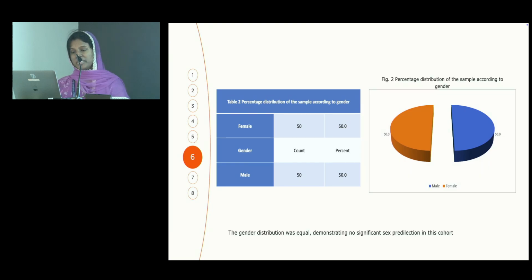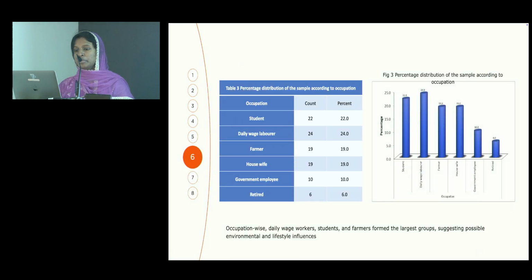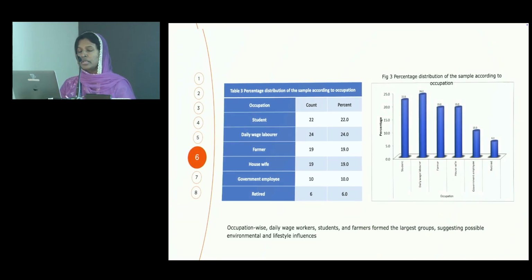This is a table of percentage distribution of the sample according to gender. The gender distribution was equal, demonstrating no significant sex predilection in this cohort. This is the percentage distribution of the sample according to occupation. Occupation-wise, daily wage workers, students, and farmers form the largest group, suggesting possible environmental and lifestyle influences.